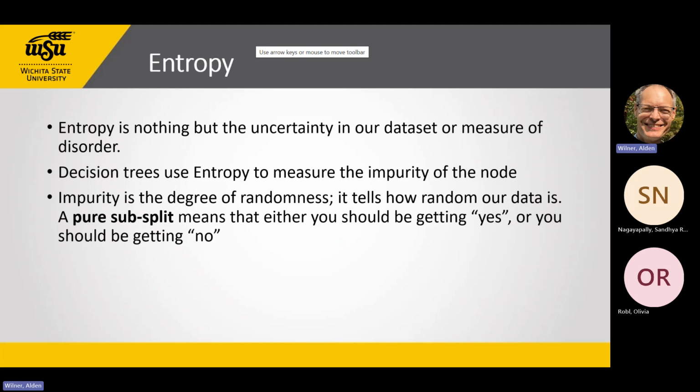If we do a perfect pure subsplit, whatever our target variable is, a pure subsplit will have all of this side with yes answers, all of this side with no, right? So that's a pure subsplit. A poor subsplit with high entropy is going to have basically a 50-50 mix in that node, right?